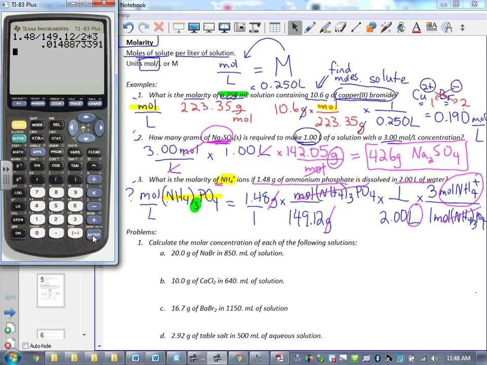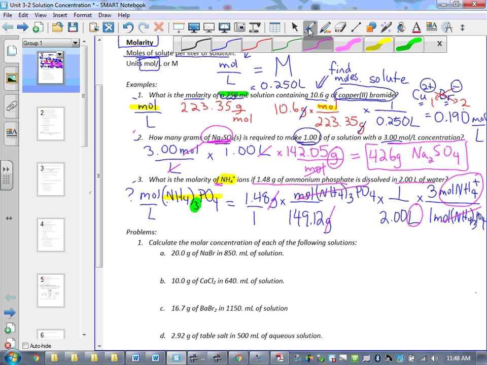Sarah has slipped back into not paying attention. I don't understand why you rewrote the numbers. Because I can never remember it when I go back to the thing. How many significant figures? 3. So what are we going to round our number to? 0.0149.